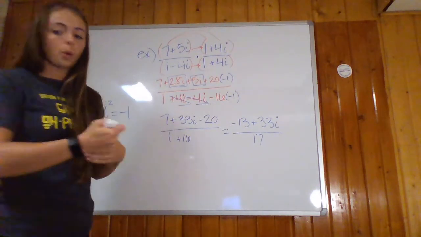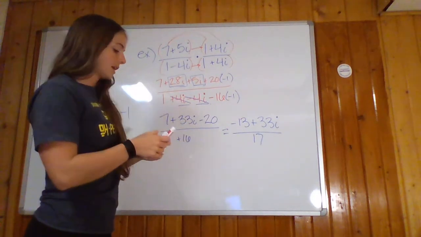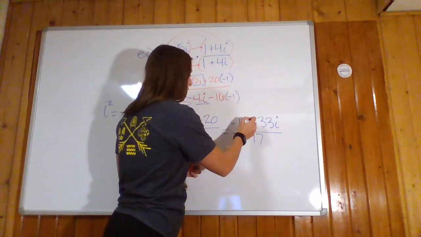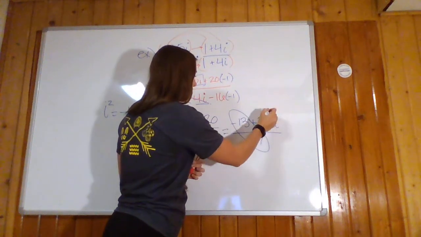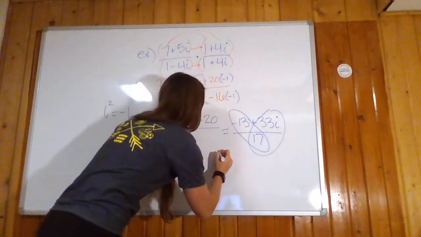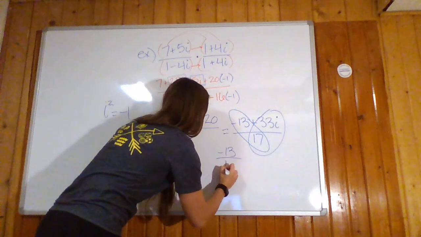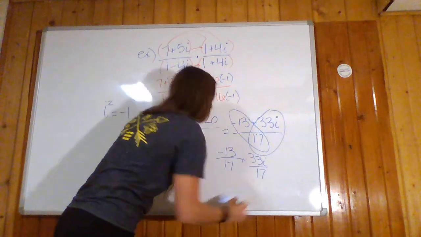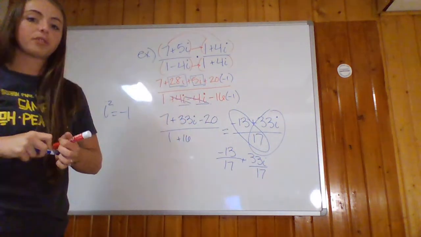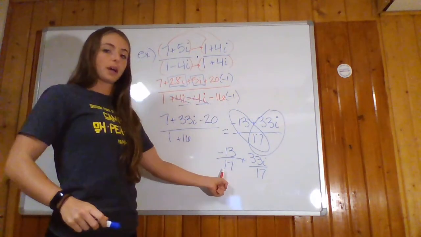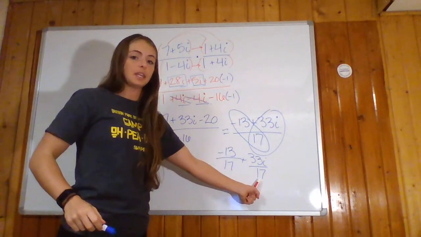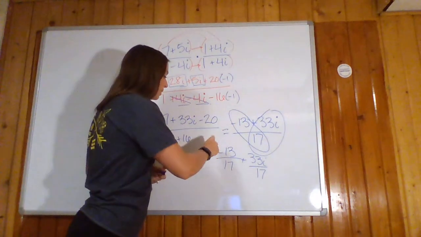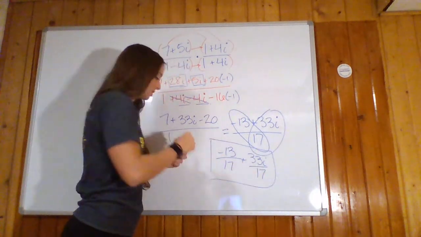Okay, so sometimes the very last step I like to do is split this up. And I like to say, okay, this over that and this over that. So splitting up these fractions as negative 13 over 17 plus 33i over 17. What this allows me to do is simplify down this fraction if possible, and simplify down this fraction if possible. I can't in this scenario, so this will be my final answer for this division.